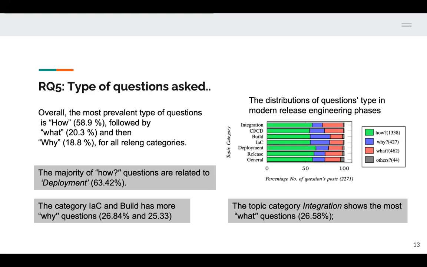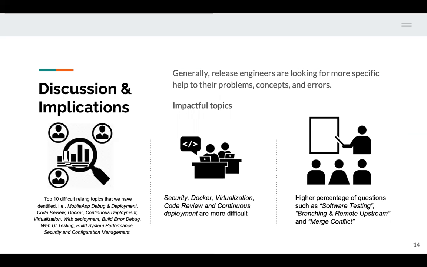We found out that the majority of the questions about how were in the deployment phase, whereas most of the questions about why were in the infrastructure and the build phase. And most of the questions about what were in the integration phase, which is the first phase of release engineering. Using our results, we derived a set of implications for the researchers, the practitioners, as well as the educators. In general, we pointed out the top difficult topics to be taken care of in future research by the researchers. Examples of the topics include mobile app debugging, code review, or web deployment, among others.